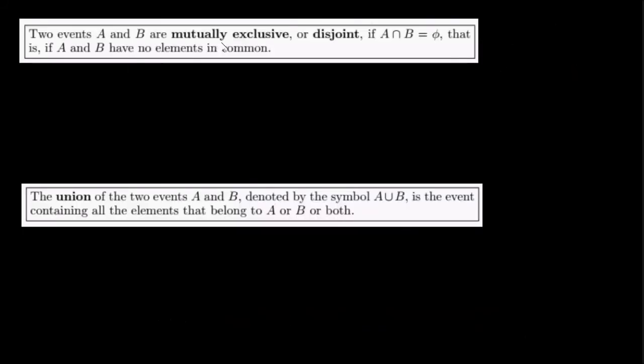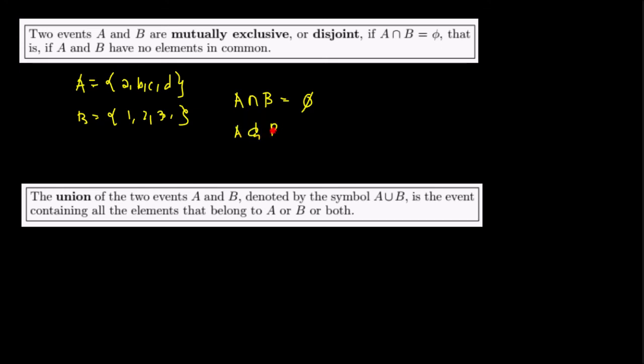Next, two events are mutually exclusive or disjoint if the intersection of A and B is a null set, or has no common elements. For example, our event A is the letters a, b, c, d, and our B is 1, 2, 3. So A intersect B is a null set or has no element. Therefore, event A and event B are mutually exclusive events.